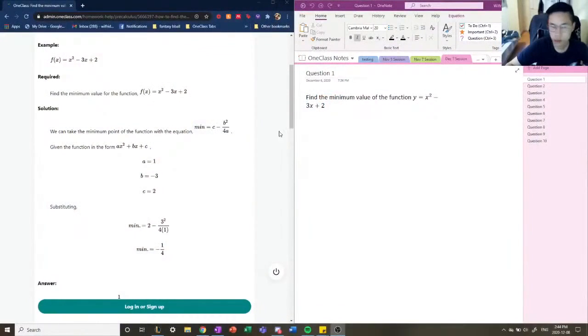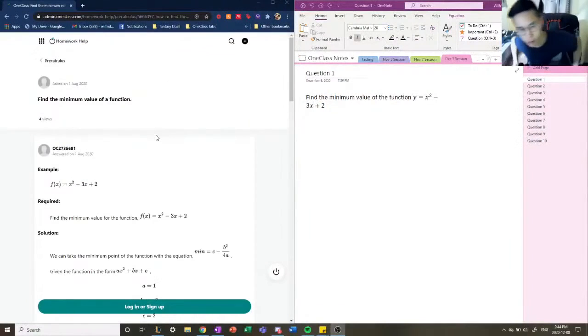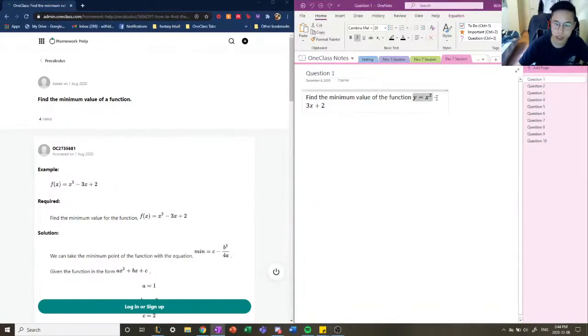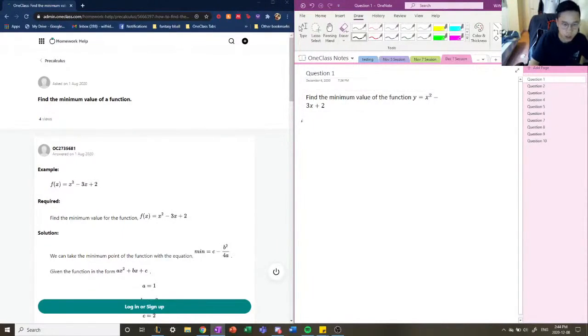All right, so the first question reads, find the minimum value of the function y equals x squared minus 3x plus 2. As I've been teaching previously, we first identify this function as a quadratic function. We notice that because it is of the standard form, y equals ax squared plus bx plus c.